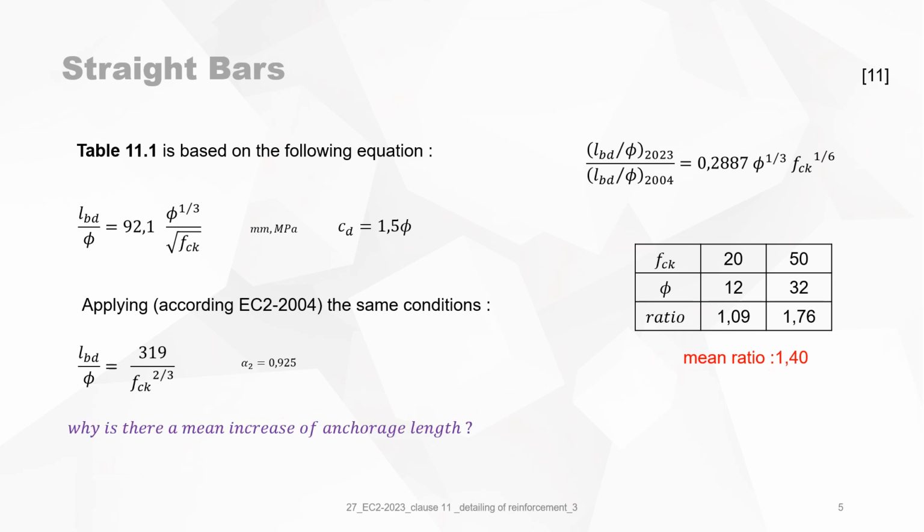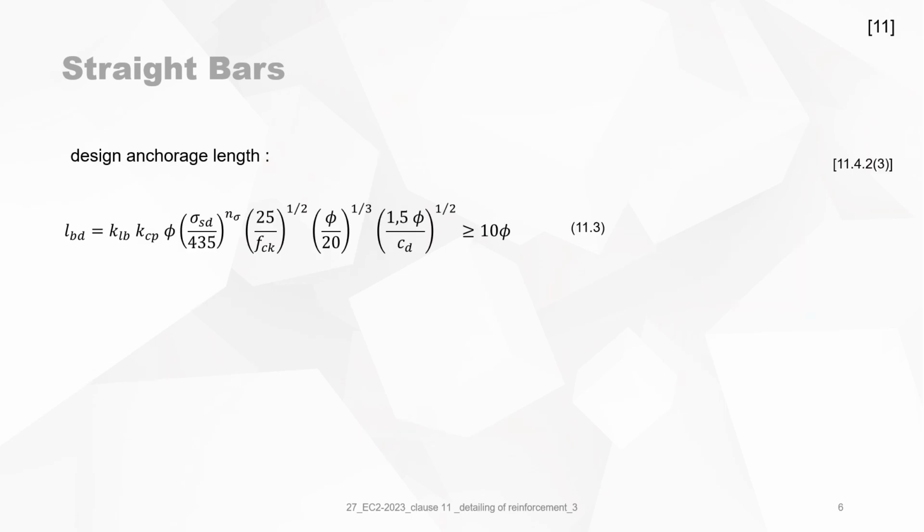So we can ask now, why is there a mean increase of anchorage length? Why is that so? What changed? And what about existing structures? So does that mean that all existing structures are in danger because they have 40% less anchorage length? I don't know.